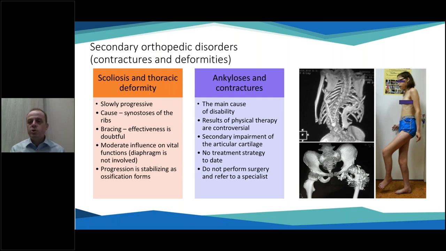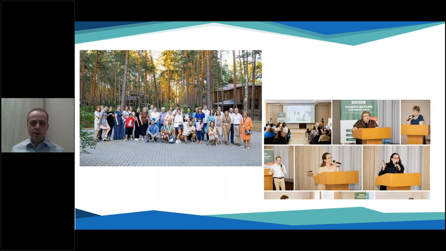So mother nature stops the progress of the contractures of the major joints at some functionally important stages, and they are almost never symmetrical. And they provide children biologically with better functioning in limited functioning conditions. And of course, surgery for the ankylosis and contractures is absolutely contraindicated now.